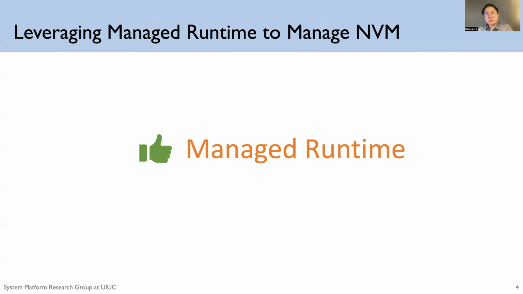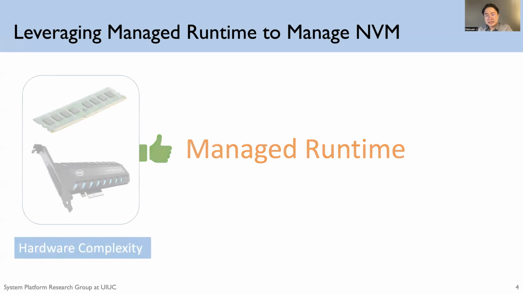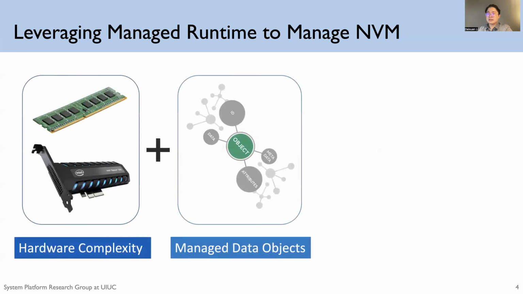To address the programmability issue, we can leverage managed runtime to manage non-volatile memory. There are mainly two reasons. First, managed runtime can transparently manage hardware complexity and data objects. For example, in Python, programmers do not need to manage object lifetime or to manage memory addresses in the code. This property makes it practical for the managed runtime solution to provide easier to use persistent API for non-volatile memory.